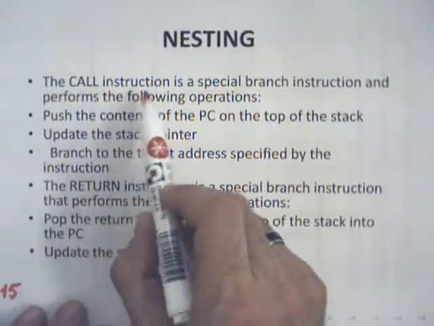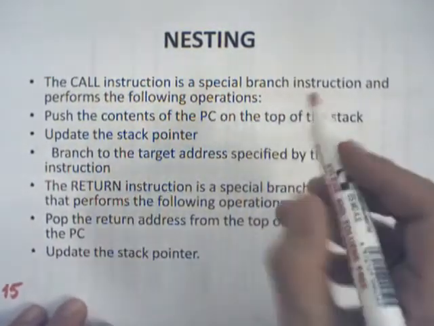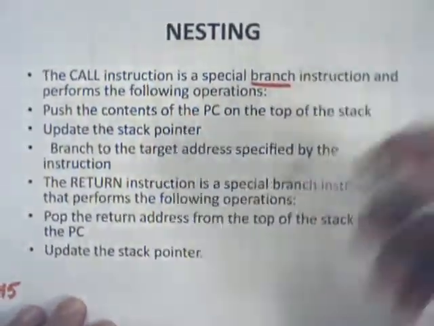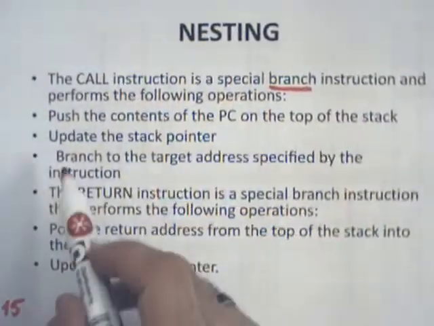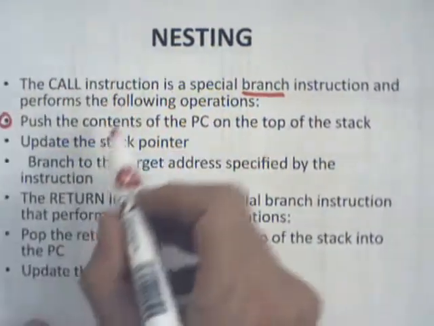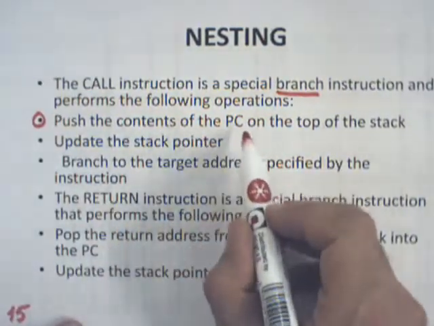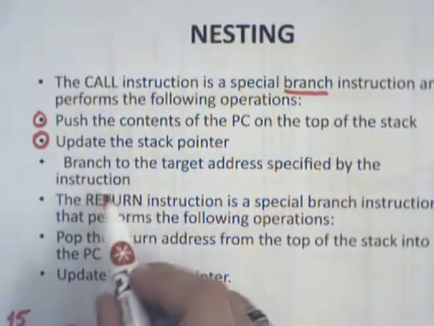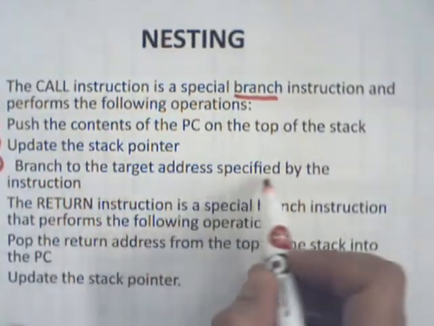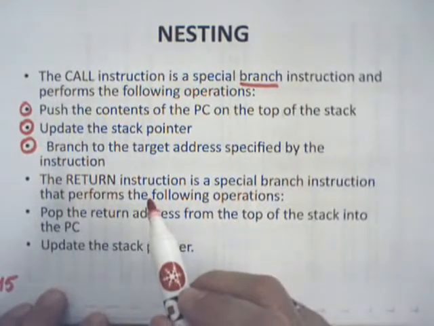In nesting, the call instruction is a special branch instruction. So the program jumps to another line, it is a branch, and performs the following operations. First, push the contents of the program counter or PC register on top of the stack, update the stack pointer, and branch to the target address specified by the instruction.